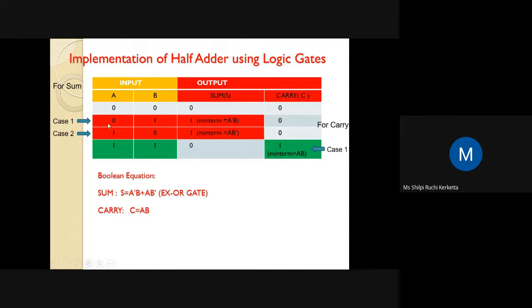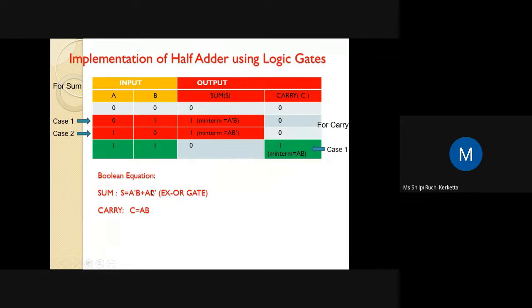So what will be the input combination? It will be A dash into B. And the input combination for this second case will be A into B dash, or A into B bar. So these are the two cases. And then, if we do the sum of the products, we have to add these two cases. So we can say it is an XOR gate.